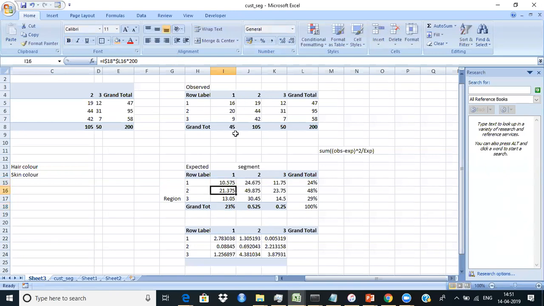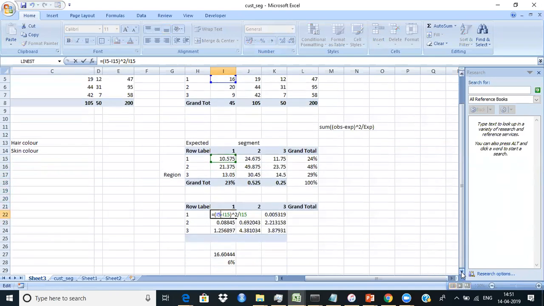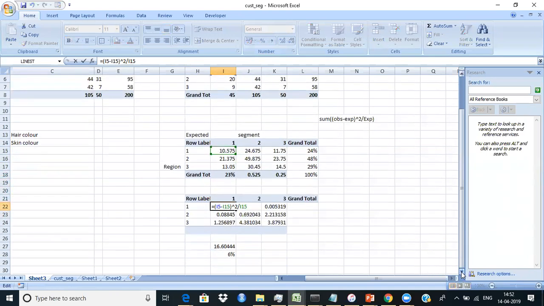Okay, so I have the observed, I have the expected. Then I calculate observed minus expected to the power 2 divided by expected to find the chi value. Then we take their sum, get the chi-square test statistic, and then get the p-value. Okay, fine. Thank you.